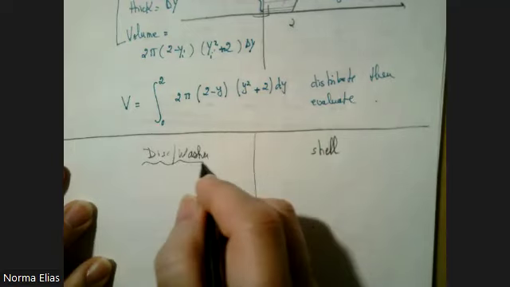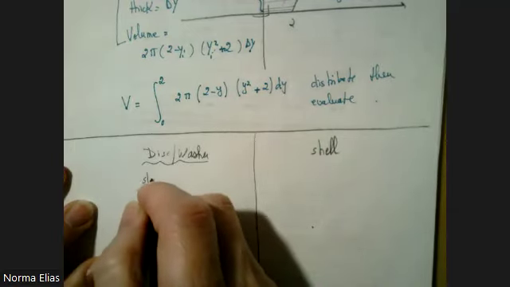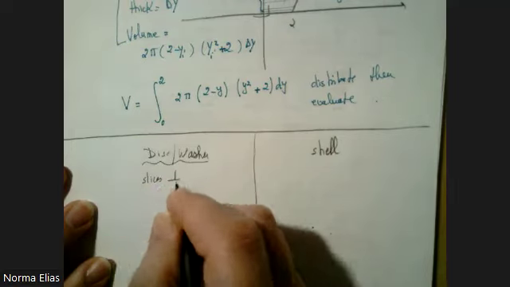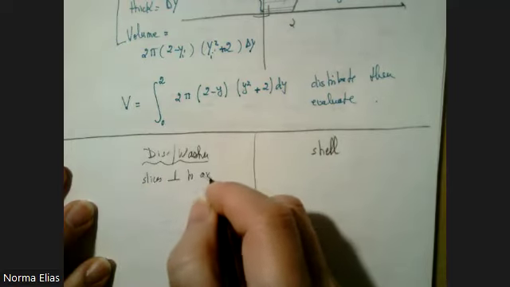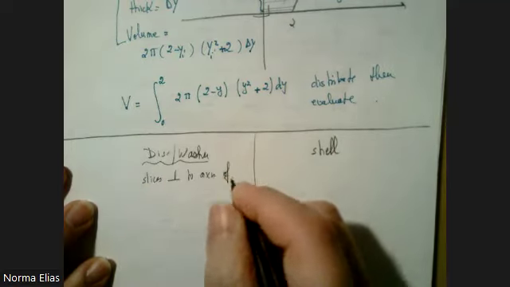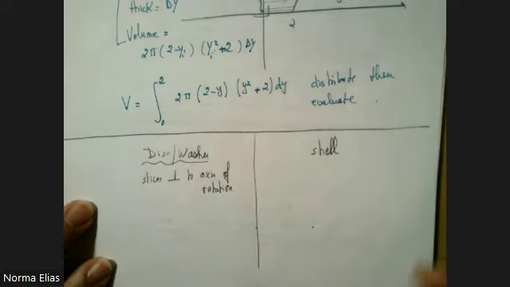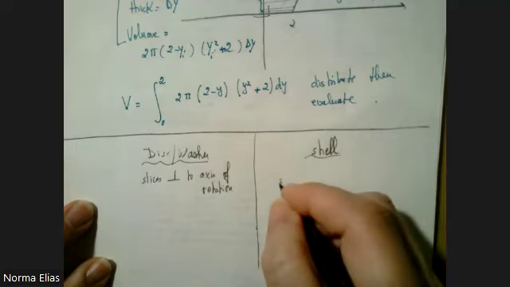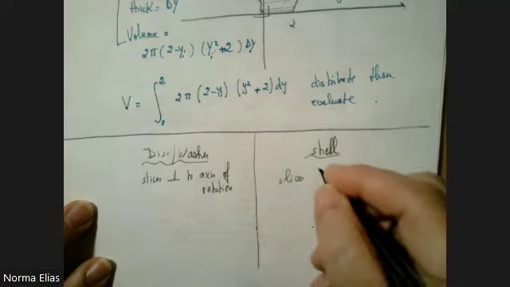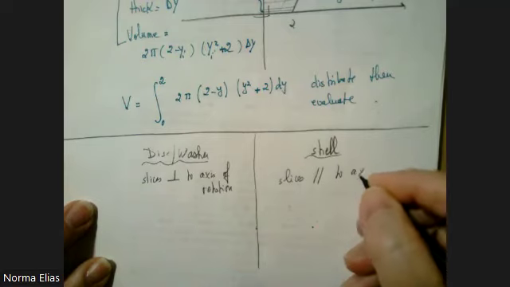In disk / washer, always the slices are perpendicular to the axis of rotation. That's how we generate the washer. And in the shell, the slices are always parallel to the axis of rotation.